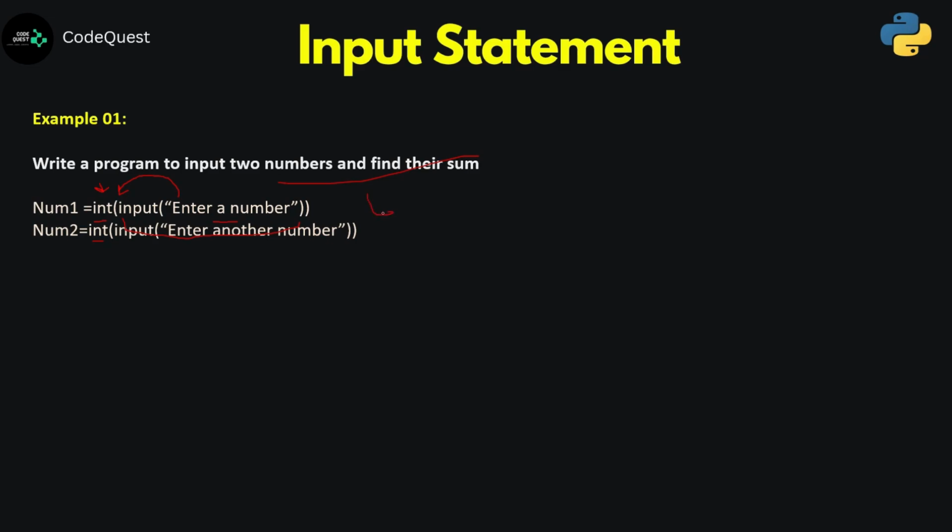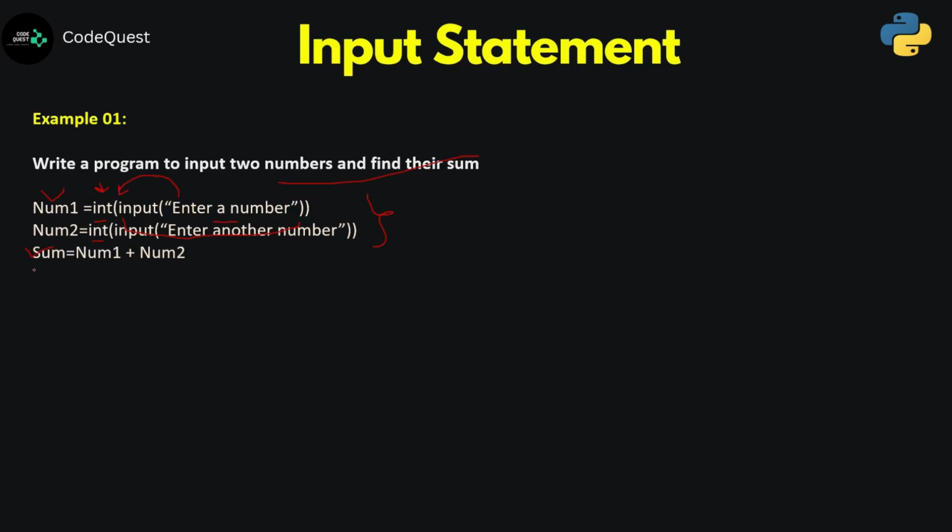So by the end of these two statements, after I supply two values, let's say 10 and 20, the 10, which is by default a string type, is converted into an integer and then assigned to num1. Similarly, 20 is also assigned to num2 in the form of an integer.